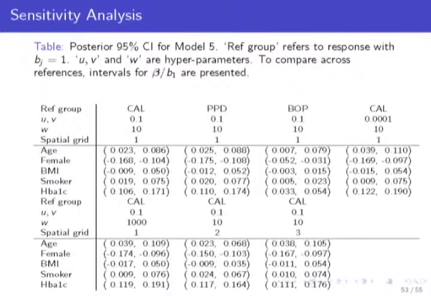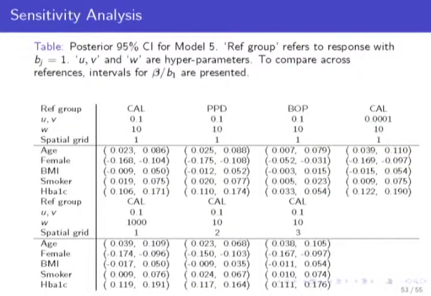Fixed for a particular jaw. That is, I'm not going between jaws. Here I'm presenting a slide of what I'm getting with changing the reference group as well as changing the values of the hyperparameters, trying to see how the credible intervals look, and also changing the spatial grid.